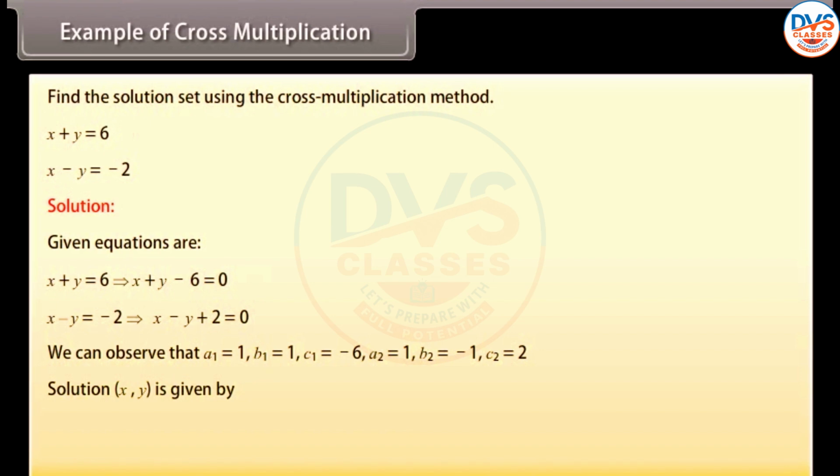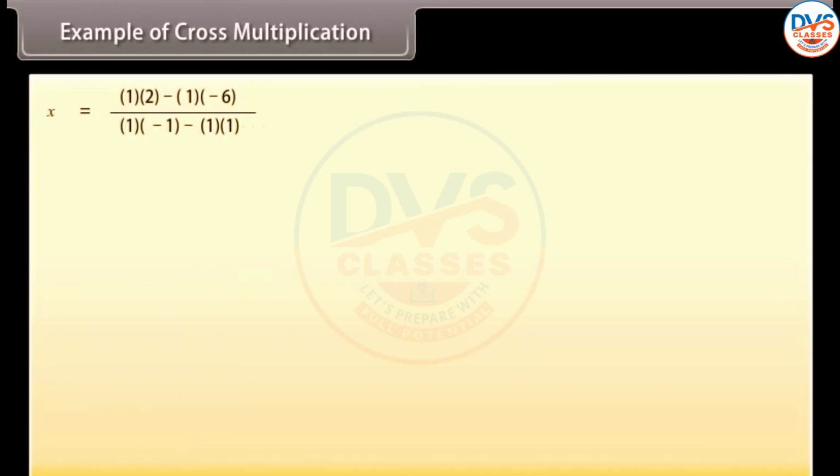Solution x, y is given by x is equal to (b1 c2 minus b2 c1) upon (a1 b2 minus a2 b1). Now by substituting the values we get x is equal to (1 into 2 minus 1 into minus 6) upon (1 into minus 1 minus 1 into 1). By calculating we get x is equal to 2.